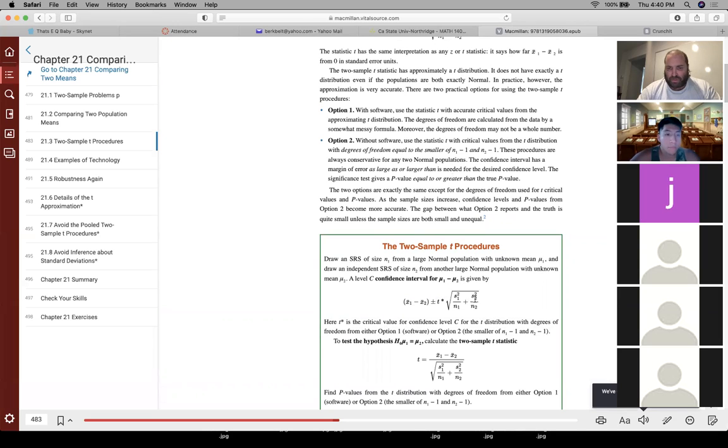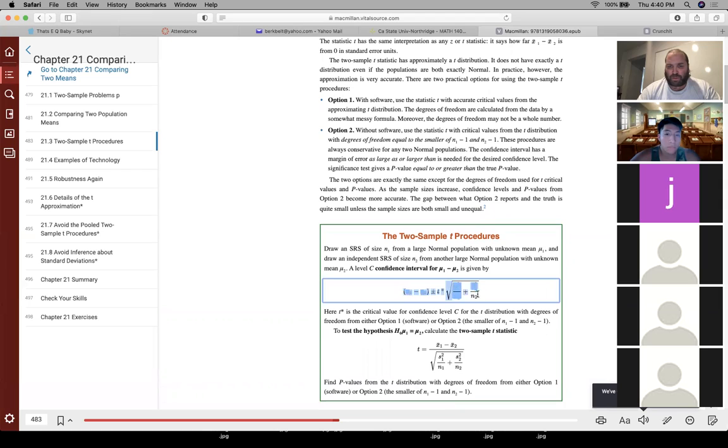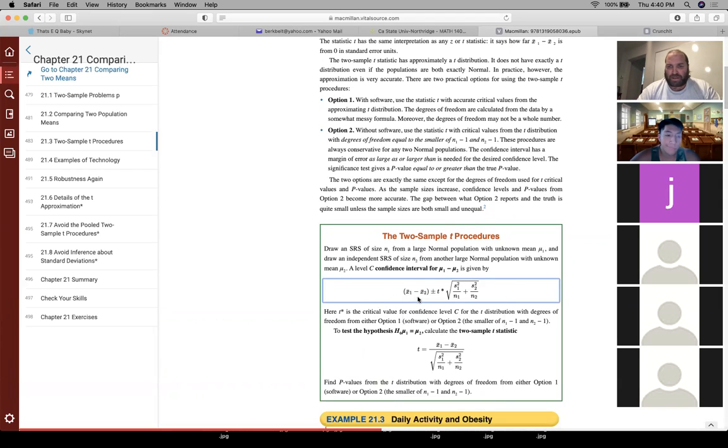We don't know sigmas, which is why we're using the S's. So we have these 2 formulas here. This is the confidence interval formula. The confidence interval is x1 bar minus x2 bar, plus or minus t star times the square root of s1 squared over n1 plus s2 squared over n2. You should write this down. This is just a fact.